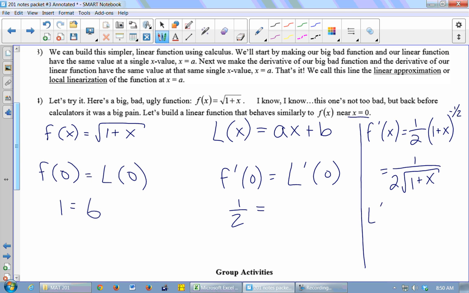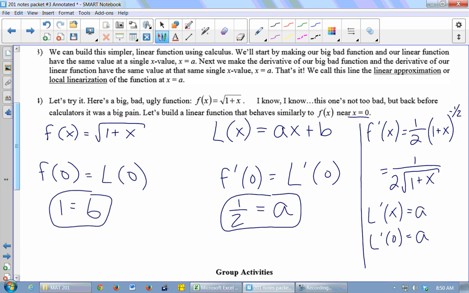Okay, what's L prime of x? What's the derivative of ax plus b? A. So what is L prime of 0? Say it louder. A. This is a constant function. No matter what the input is, the output is A, right? So L prime of 0 is A. So I now know my slope of my linear approximation function.